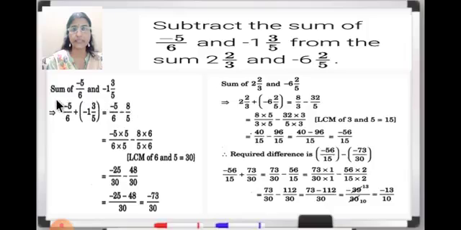So first what is written? Sum of these two rational numbers we will write. Sum of minus 5 upon 6 and minus 1 3 upon 5. So sum means we are going to add. So see, you can see the next step. Minus 5 upon 6 plus minus 1 3 upon 5. Now you know how to solve this. We will write the first rational number minus 5 upon 6, and this is given in mixed form. We are going to convert it into improper form.